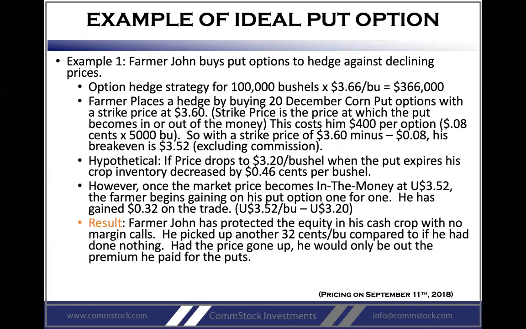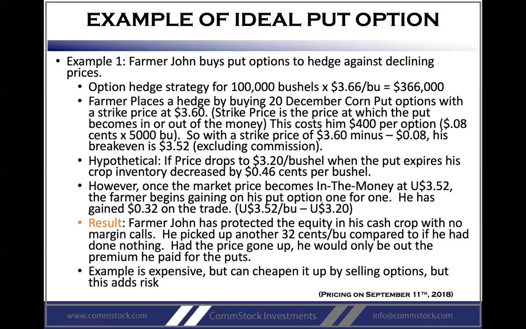Had the price gone up, had it gone against him, he would have gotten more for his physical crop that he potentially had in the bin. But he wouldn't have gotten a margin call. He would just have been out the money that he paid in the premium, which was $400 per option contract.